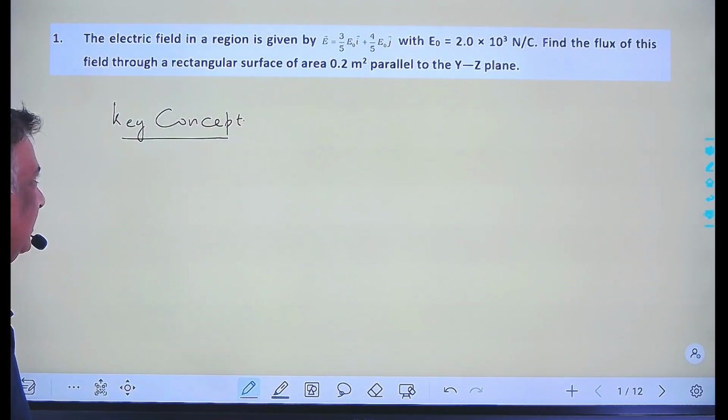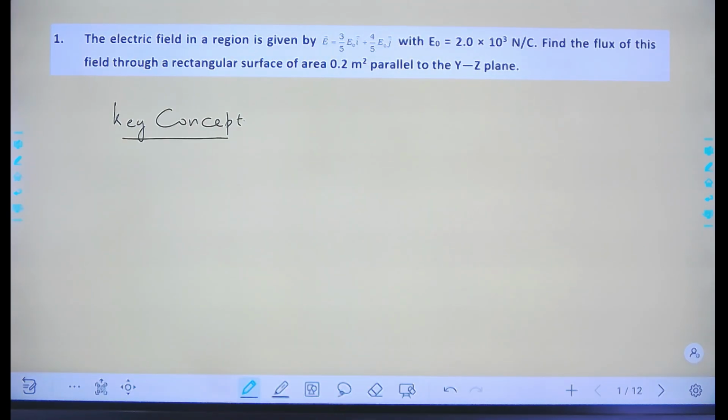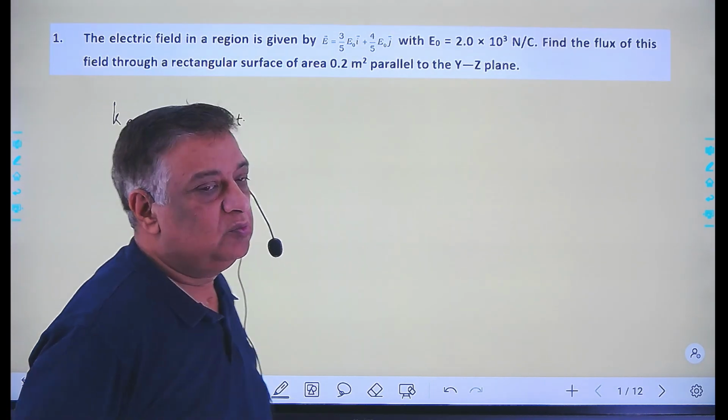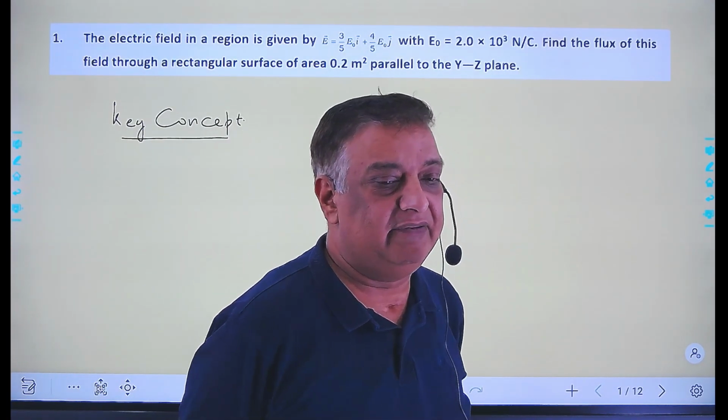हमें first question में दिया है that the electric field is given in a region as 3 E naught by 5 I cap plus 4 E naught by 5 J cap. Find the flux through the rectangular surface of area 0.2 meter per second square in YZ plane.